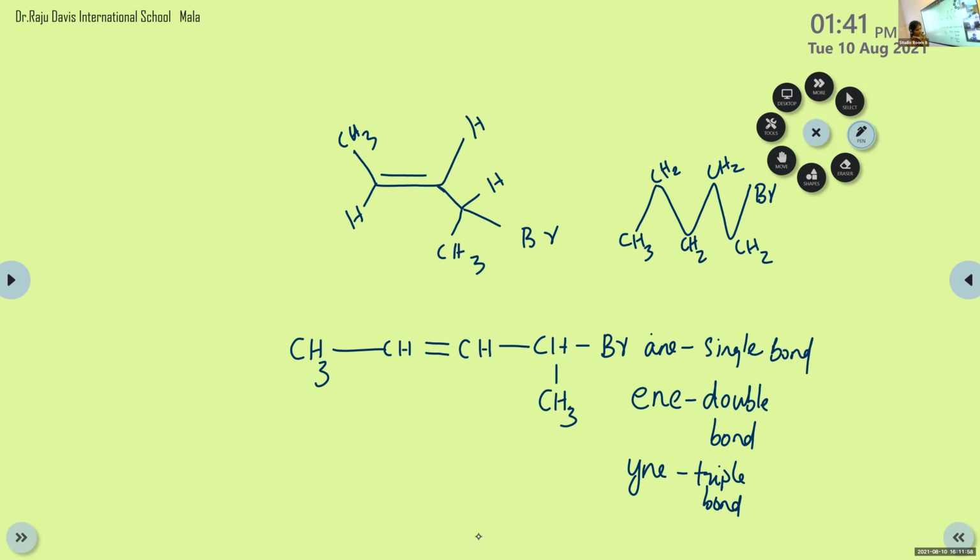Yes. You can start the number from here, right? And you have to also remember one more point. You have to consider the longest chain as parent chain. Okay, longest carbon chain as parent chain. So can you tell me which is the parent chain here? How many carbon atoms are there? Yes, tell me. Aditya, how many carbon atoms are there? 5 carbon atoms. Very good, 5.